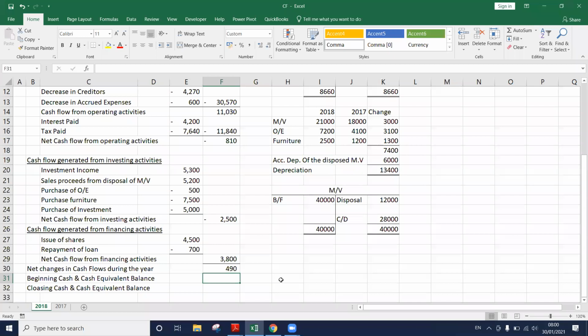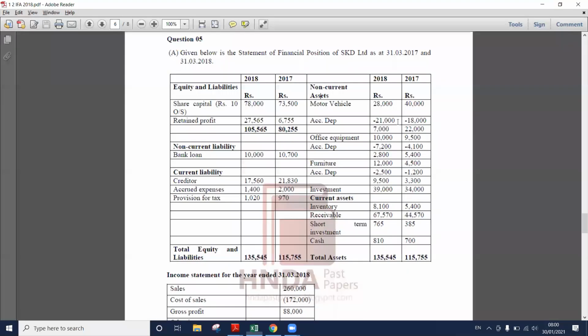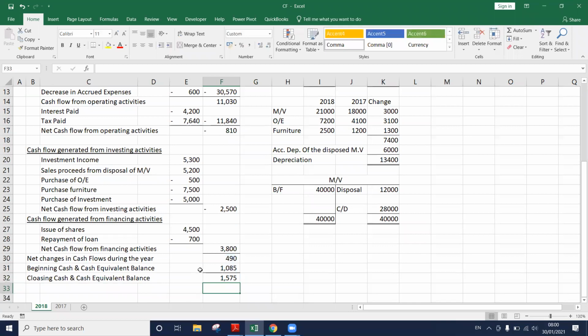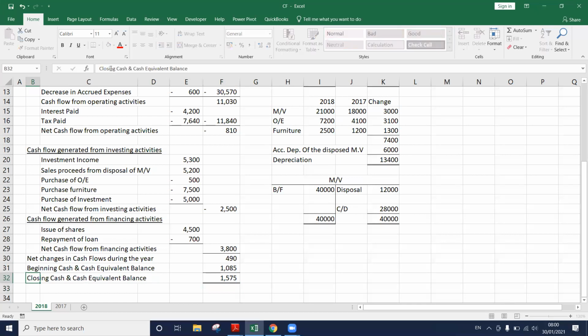490. Right? So beginning cash and cash equivalent balance. Beginning means, right, the end of 2017. Cash and cash equivalent. Cash amount is 700 and we have short-term investment worth 385. 700 plus 385, 1,085. Therefore, what should be the ending balance? Ending balance should be 1,575, right? 1,575. අනිත් ගණන් වගේ නෙවෙයි මේ ගණන අපිට හරියටම බලන්න පුළුවන් අපි හරි විදියට හදාගෙන ඉවිල්ලා තියෙනවද කියලා.